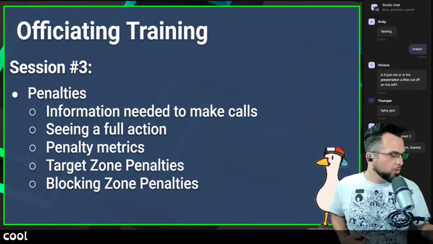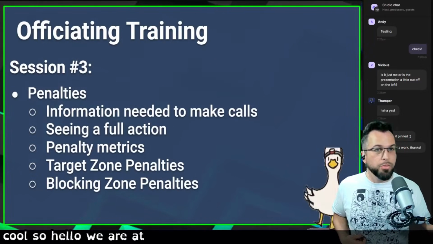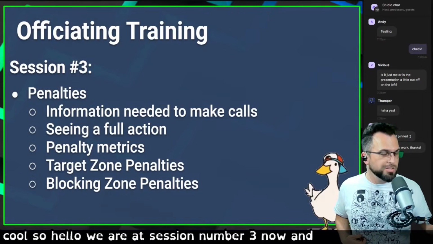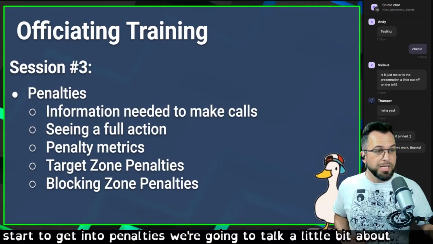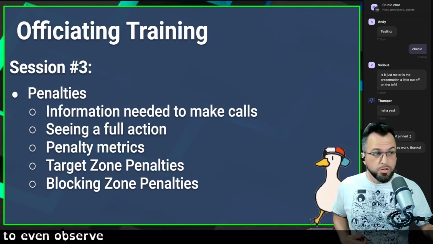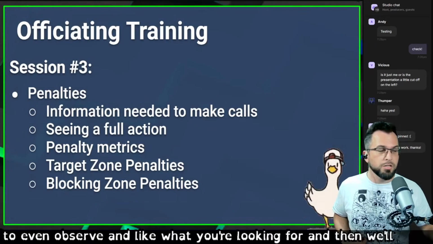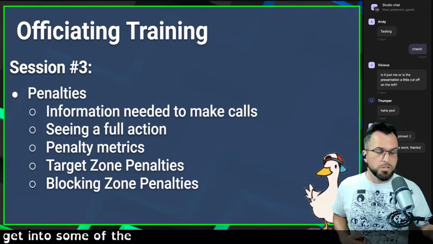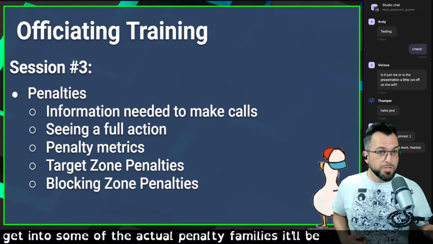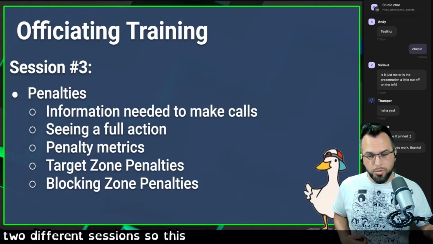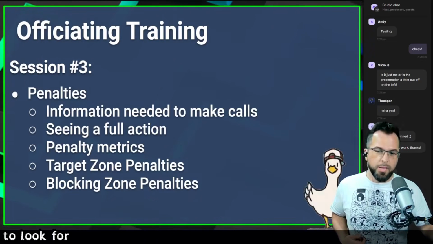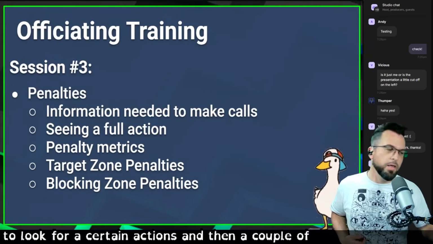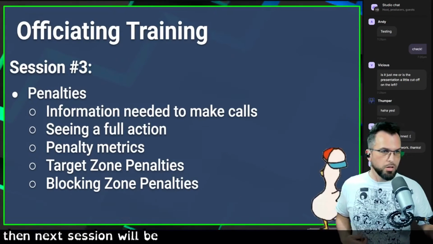Cool. So, hello. We are at session number 3 now, and we're going to start to get into penalties. We're going to talk a little bit about how to even observe and what you're looking for, and then we'll also get into some of the actual penalty families. It'll be broken up into 2 different sessions. So this session will go through how to look for certain actions, and then a couple of the penalties, and then next session will be the remainder of the penalties.